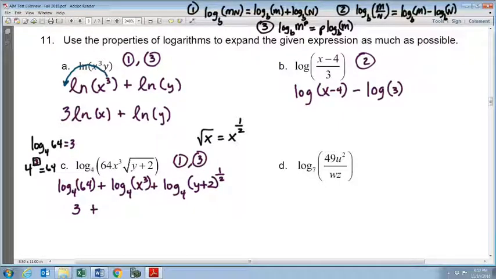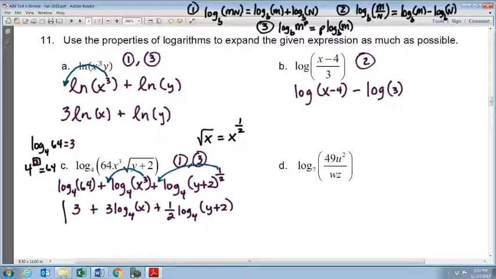Now we're going to use the power rule. We'll pull that 3 out front. We get 3 times the log base 4 of x. And we can pull the half out in the last one, and we get 1/2 the log base 4 of y plus 2. Now you might be tempted to want to do more here, but we don't have a property that allows us to simplify the log of a sum. We have the log of a product, the log of a quotient, and the log of a power. Those are the only things that we can break down further. So this one's done.